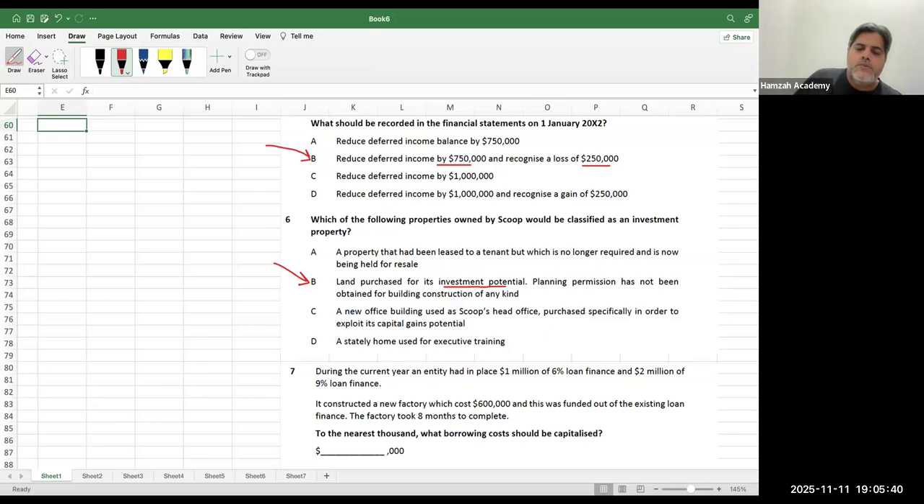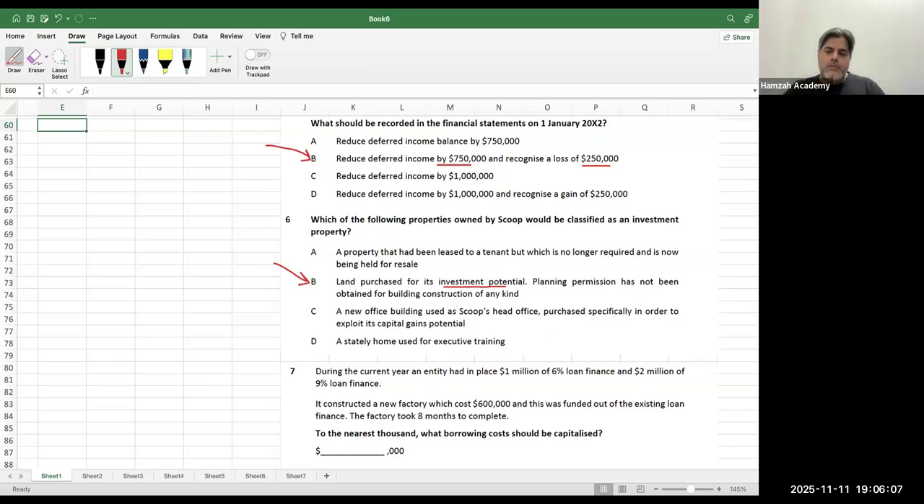A new office building used as Scoop's head office. It's used by Scoop, so it's technically going to be a tangible non-current asset under IAS 16 over here. And then a stately home used for executive training, that is again personal use, so that's not going to be over here as well, right? Because that is going to be under the scope of IAS 16. That is property, plant, and equipment.